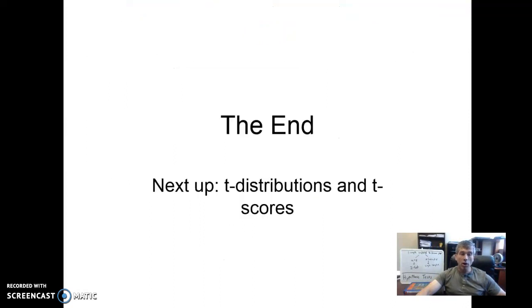Next up, we are going to talk about some of those pieces of the puzzle, the remaining changes to our hypothesis testing procedure. We're going to talk about how the comparison distribution changes a little bit, and we're going to talk about calculating those t-scores, very similar to z-scores, but it is a different formula.